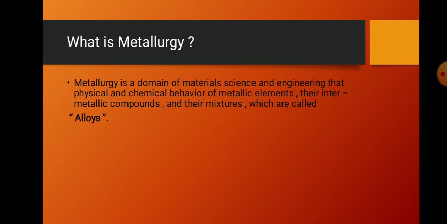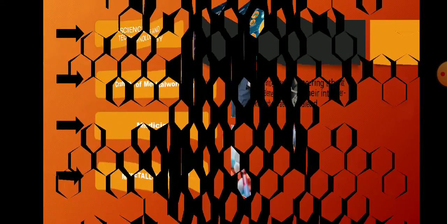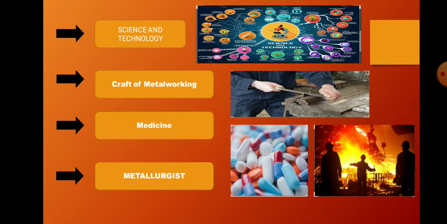What is metallurgy? Metallurgy is a domain of material science and engineering that studies the physical and chemical behavior of metallic elements, the intermetallic compounds, and their mixtures, which are called alloys. Metallurgy encompasses both the science and technology of metals, that is, the way in which science is applied to the production of metals and the engineering of metal components used in products for both consumers and manufacturers.